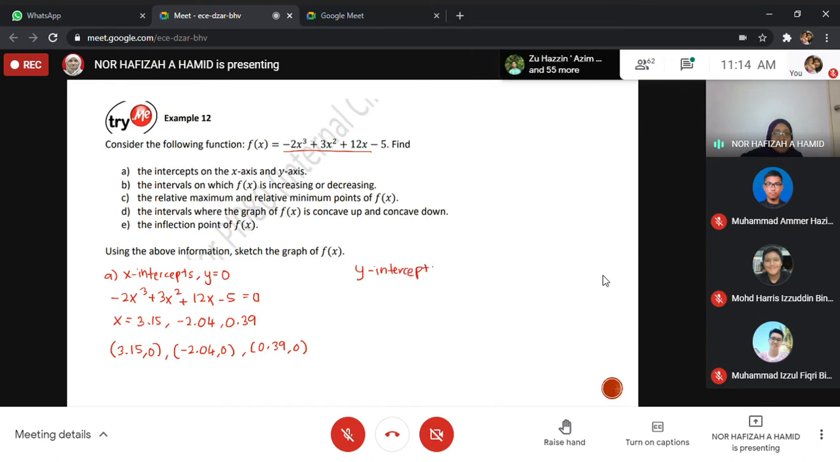The y-intercept is when x is equal to 0. So substitute 0 into f(x), and you will have negative 5. So the y-intercept point is (0, negative 5). So you have the x and y-intercepts.